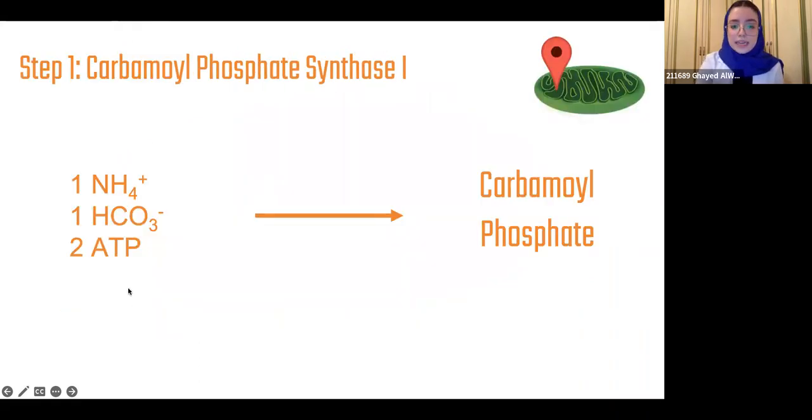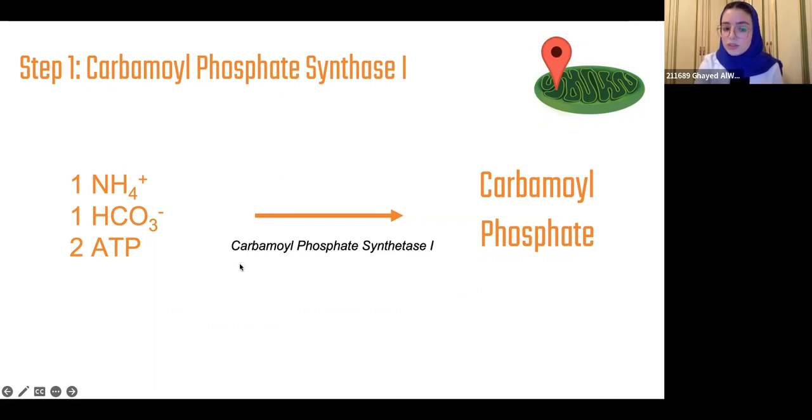Okay, so with that, let's talk about the first step. And I have a little diagram over here to help you orient yourselves as to where you are. Like we said, we have ammonium, bicarbonate and 2 molecules of ATP, and we're synthesizing carbamoyl phosphate. So obviously the enzyme is going to be carbamoyl phosphate synthetase 1.